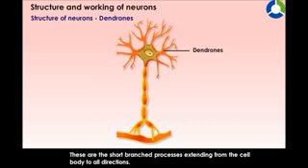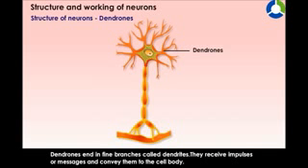Dendrons. These are the short branched processes extending from the cell body in all directions. Dendrons end in fine branches called dendrites. They receive impulses or messages and convey them to the cell body.